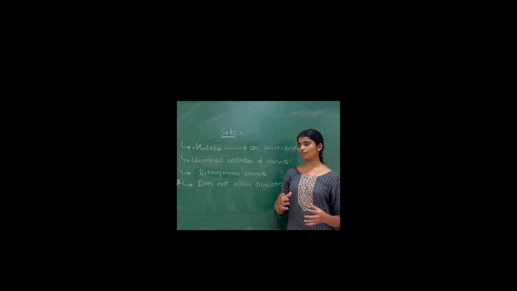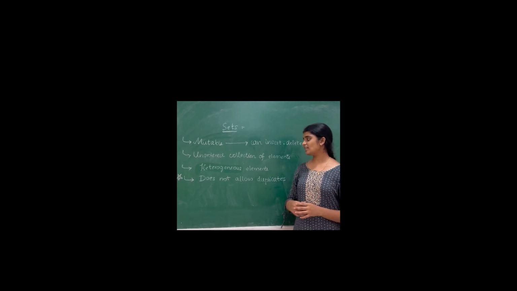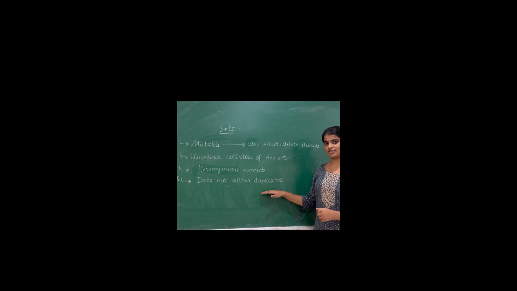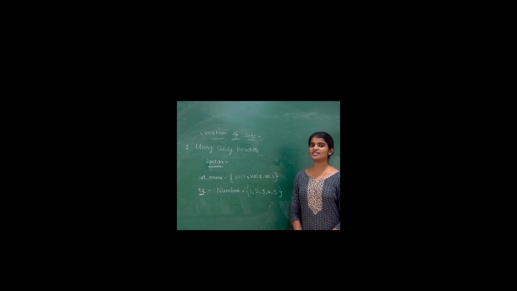So how do we differentiate sets to other data structures in Python? The main reason is that it does not allow duplicates. So coming to the creation of sets, we have two different types. The first one is using the curly brackets and the second one is the set method.